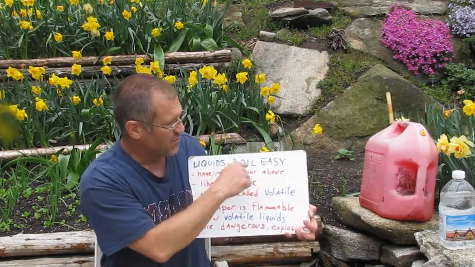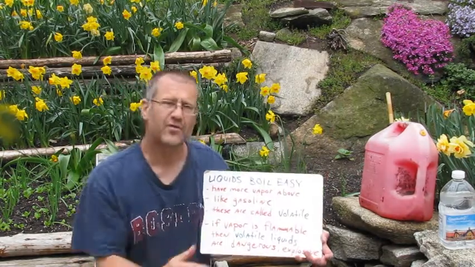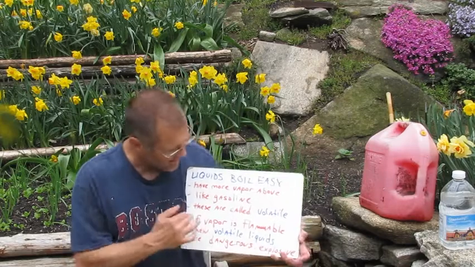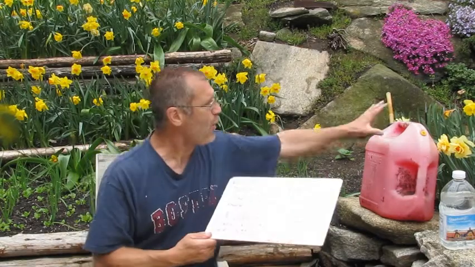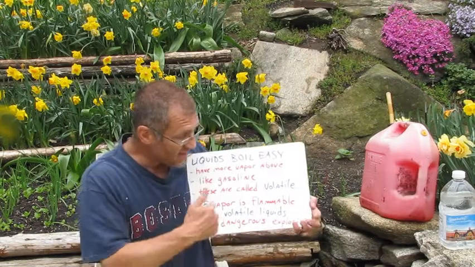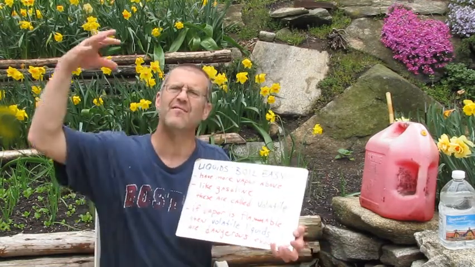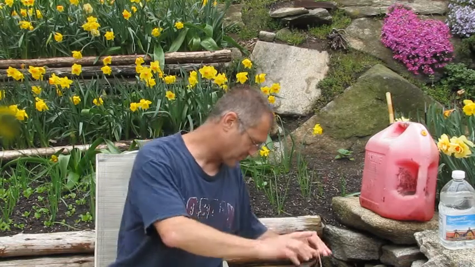It means it has more vapor above, it has high vapor pressure, and these liquids are called volatile. A volatile liquid means there's always a lot of vapor even at low temperature. Now, if the vapor is flammable, like gasoline, then these volatile liquids can be dangerous, can be explosive, because there's a lot of vapor in the air.